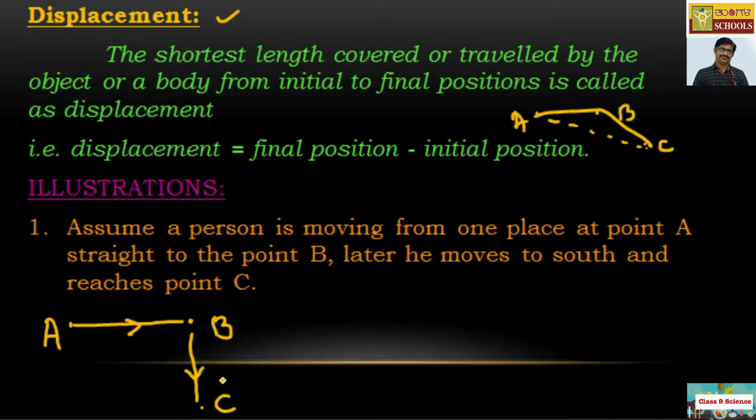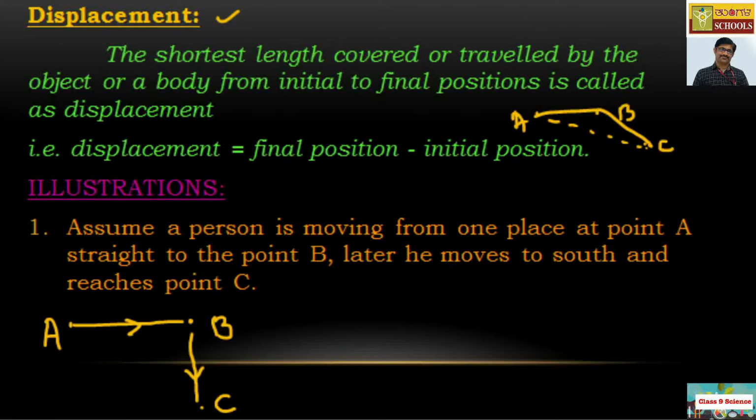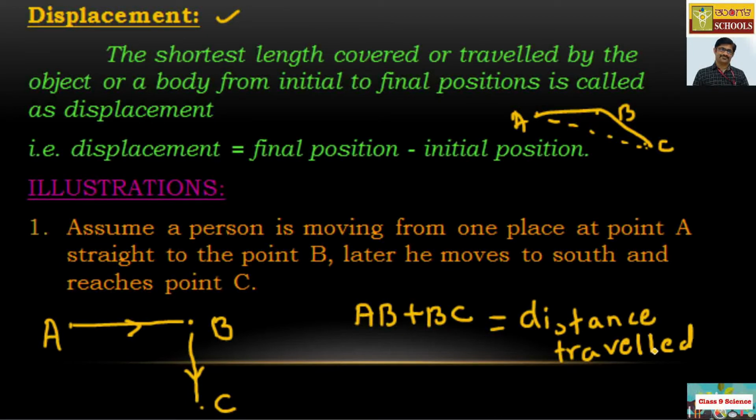We are going to find out the distance traveled by the person and the displacement of the person. I hope you got this illustration right. Now, the distance traveled by him is the actual length covered by him. With respect to that figure, that has to be AB plus BC. That is the actual length covered by the person, and hence that is the distance traveled. Distance traveled by the person is equal to D.